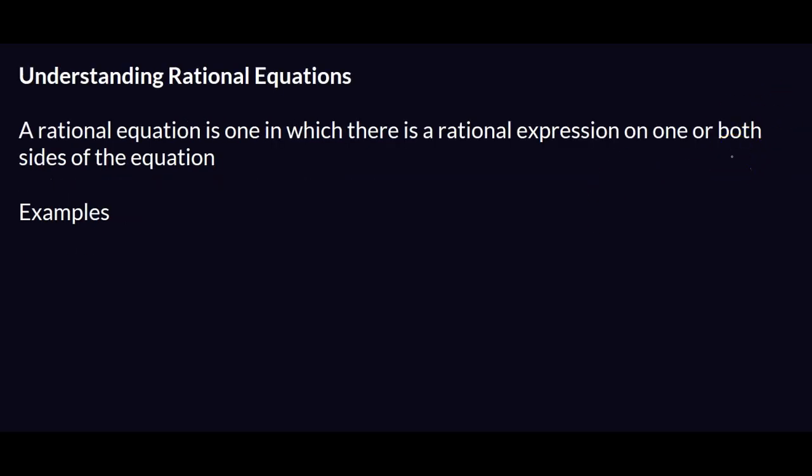A rational equation is one in which there is a rational expression in one or both sides of the equation. So for example, I could have something that looks like this: 2 over x equal to 5. This is a rational equation. I could also have (x squared minus 3) over 4x equal to 7 over x. This is another example of a rational equation.